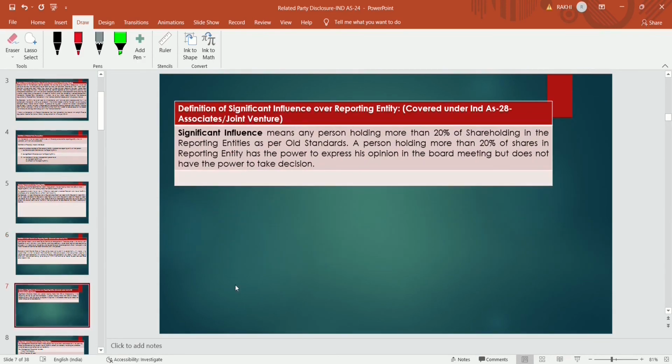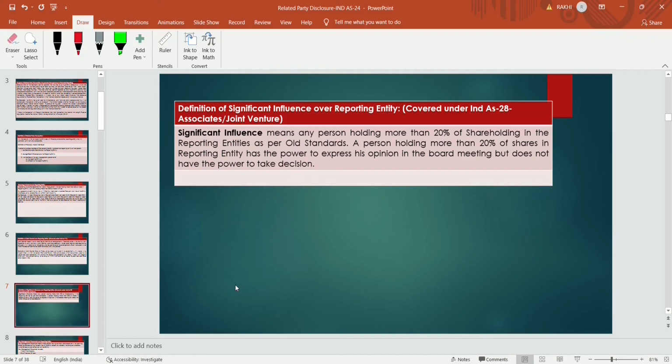Now what is the definition of significant influence over the reporting entity? Significant influence, covered under Ind AS 28, means any person holding more than 20% of the shareholding in the reporting entity as per the old standard. A person holding more than 20% of shares has the power to express his opinion in the board meeting but does not have the power to take decisions.